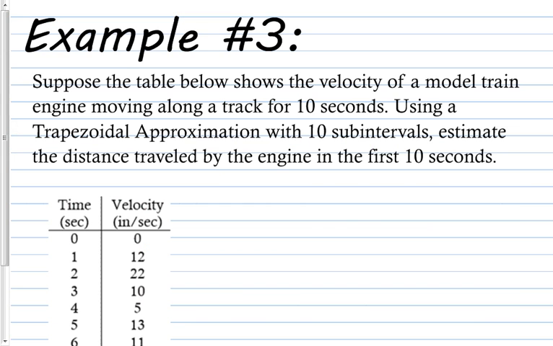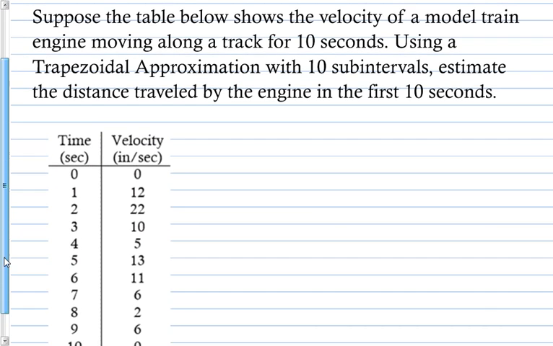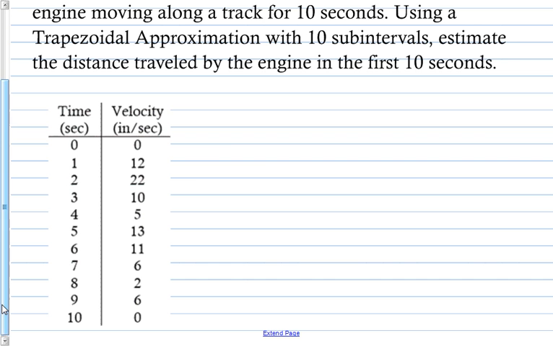Sorry. Okay, example 3. Suppose the table below shows the velocity of a model train engine moving along a track for 10 seconds. Using a trapezoidal approximation with 10 subintervals, estimate the distance traveled by the engine in the first 10 seconds. Okay, so for trap, it's going to be h divided by 2. So my widths are all 1. So 1 divided by 2, or 1/2 basically. And then the first one and the last one do not get doubled. Oh, look, they're zeros. So that works out perfectly.